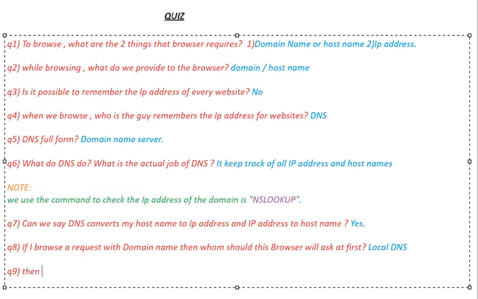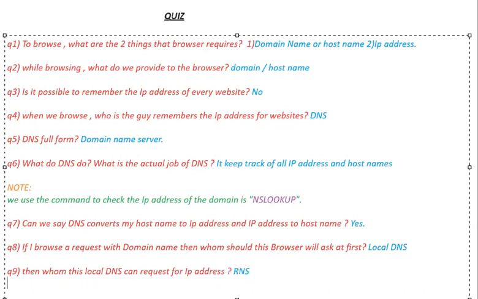Then whom? This local DNS can request for the IP address? Whom will this local DNS request, sir? I hope you answered RNS. This local DNS will request to RNS.